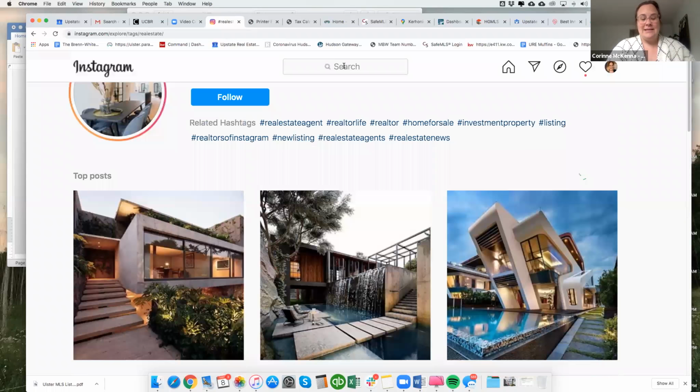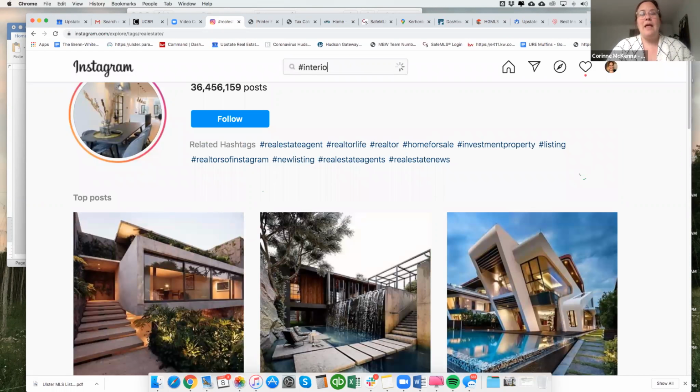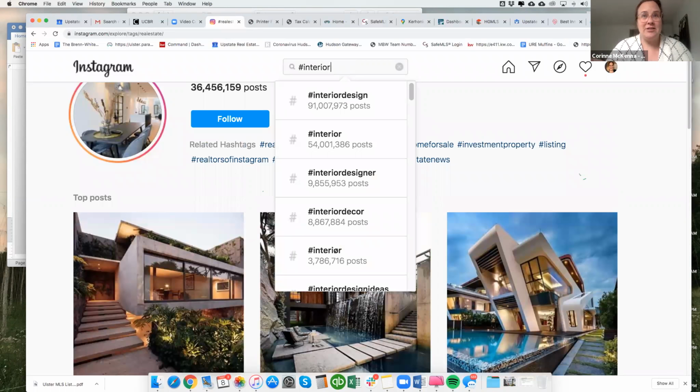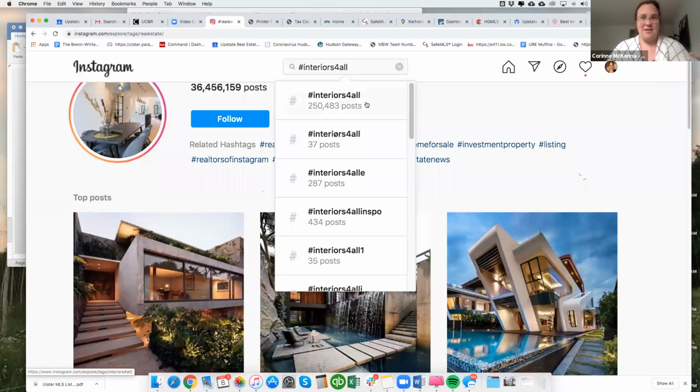You get to things like, I don't know, there are some design ones, like interior design, 91 million, obviously that's going to be a ton, but then there are ones like interiors for all with like 250,000 posts. Interior for all. So you don't want to use hashtags that have like 35 posts, or ones that have like 25 million generally.